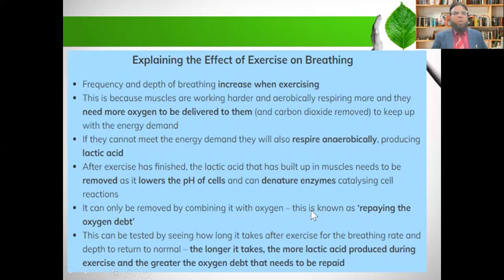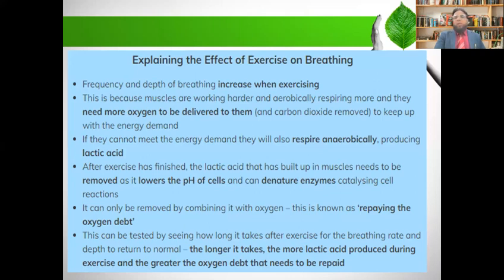This is known as repaying the oxygen debt. This can be tested by seeing how long it takes after exercise for breathing rate and depth to return to normal. The longer it takes, the more lactic acid was produced during the exercise, and the greater the oxygen debt that needs to be repaid. Okay, so this is what happens during the exercise.